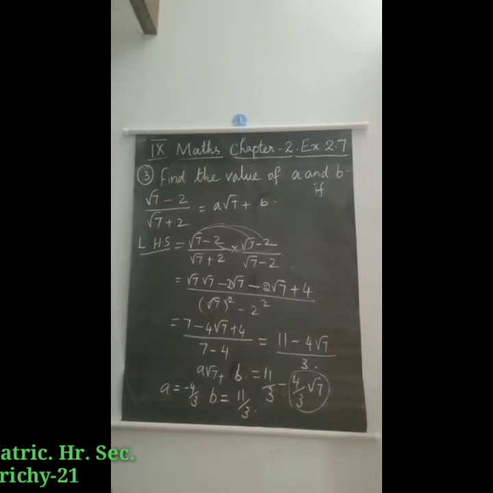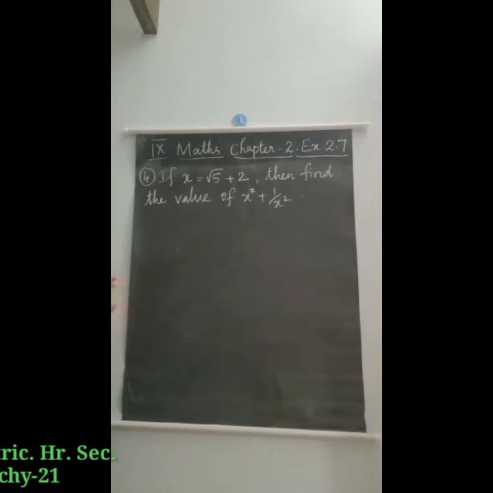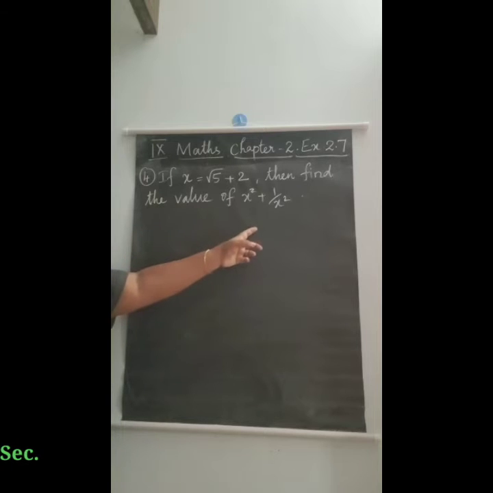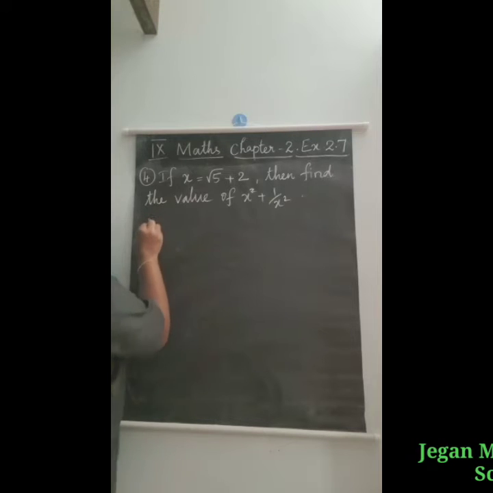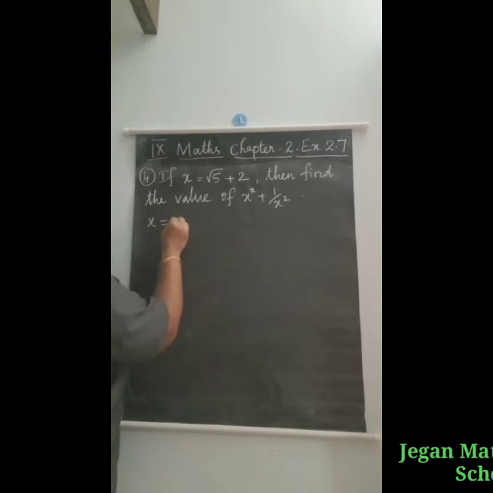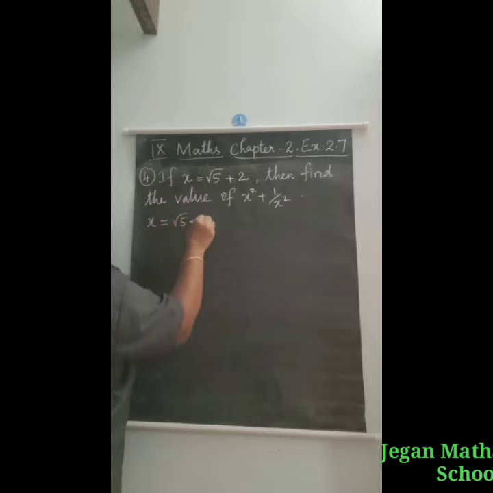The fourth question is: if x is equal to root 5 plus 2, then find the value of x squared plus 1 by x squared. Now, first you have to take x is equal to root 5 plus 2.